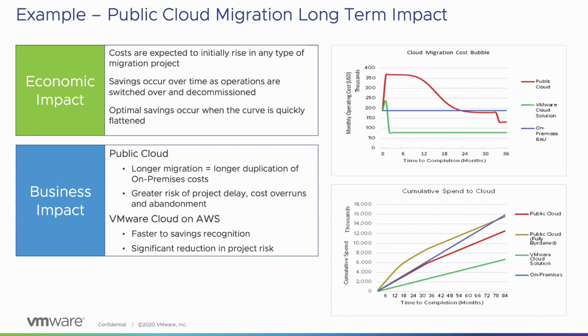So the chart over to the right is what we call our bubble chart. It's showing business as usual, as on-premise costs are the straight blue line. We're showing that the cloud migration costs will spike up and then start to go down as you start replacing on-premise applications with applications that you're creating through instances on public cloud native.